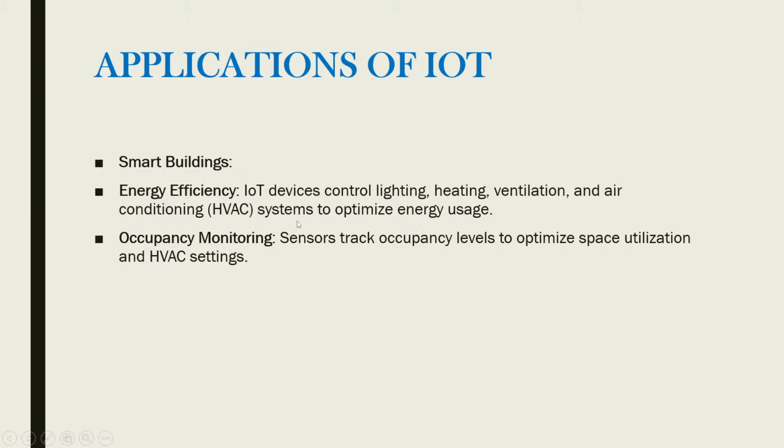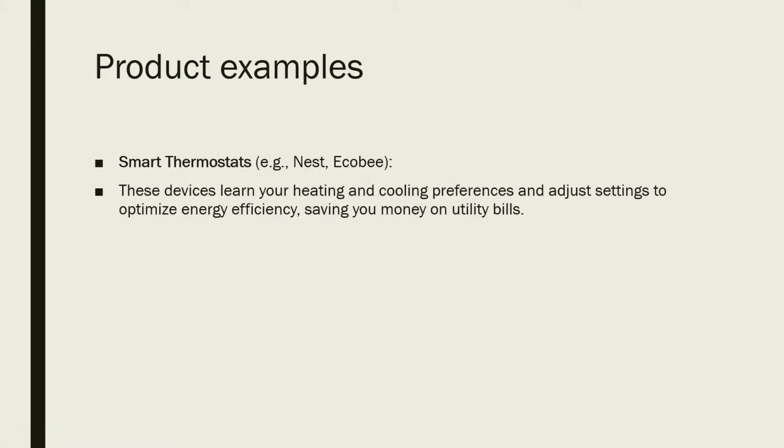Then smart buildings, energy efficiency: IoT devices control lighting, heating, ventilation, and air conditioning systems to optimize energy usage. Occupancy monitoring: sensors track occupancy levels, space utilization, and HVAC settings. Then product examples, specific products like a smart thermostat. We don't really have thermostats in India because we don't need them. We need air conditioners. We don't need any heating systems here, other than if you live in the Himalayas or something.